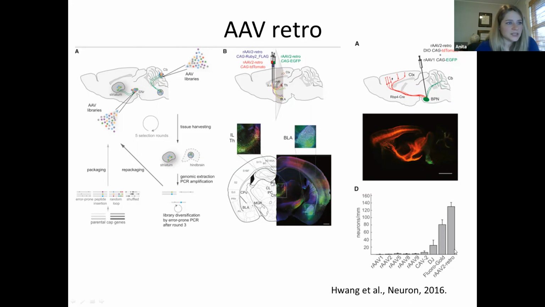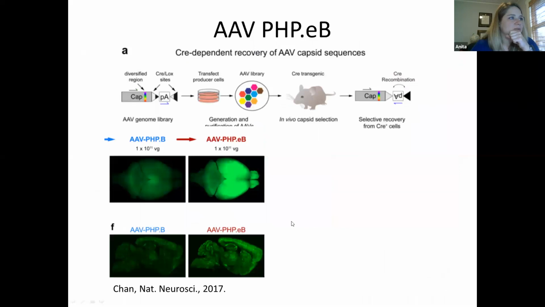But here you can see this huge improvement with AAV2 retro. But basically this was optimized for this particular projection from BPN to cortex. So that's probably why I can't get it to work, really. Yeah, well, and the fact that the Cre-dependent is much less successful. But we can talk about why that would be.